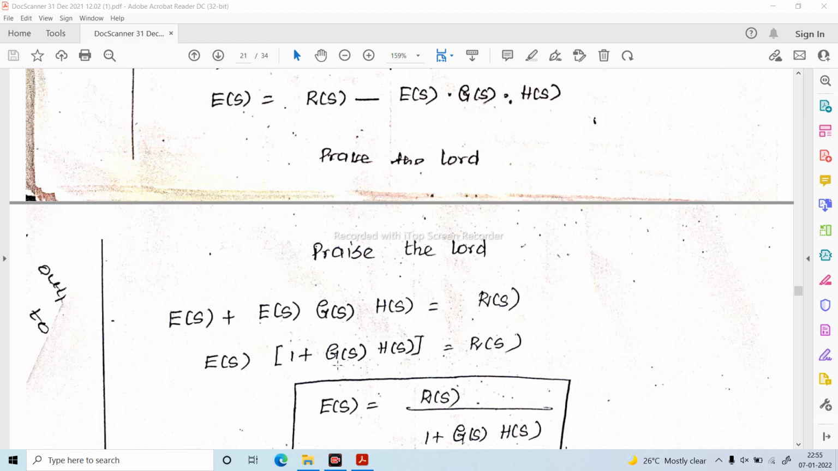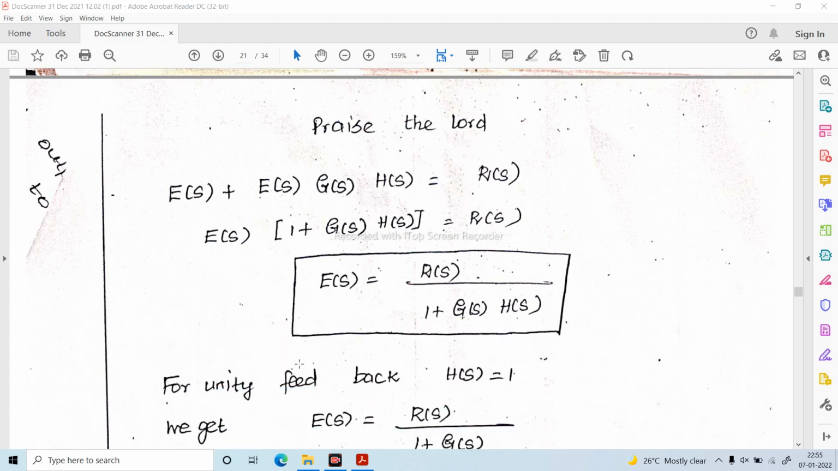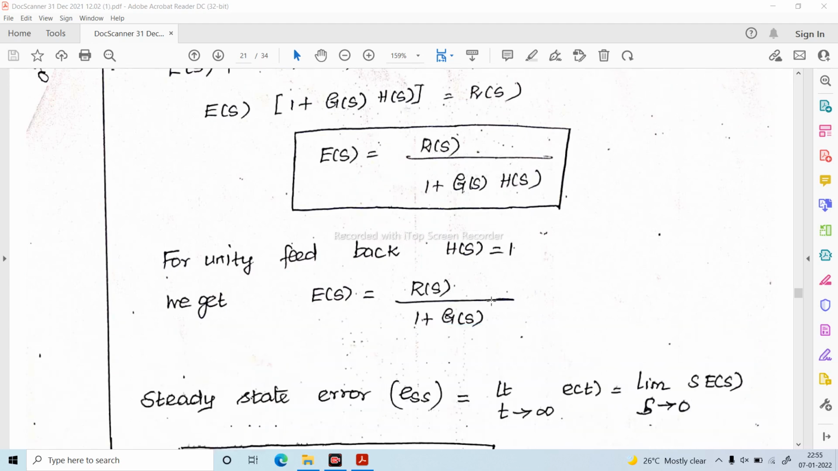So inside I am having 1 plus G of S into H of S, that is equal to R of S. From this equation, what is E of S? That is R of S divided by 1 plus G of S into H of S. So for a unity feedback system, H of S is equal to 1. So put H of S is equal to 1. E of S is R of S divided by 1 plus G of S.